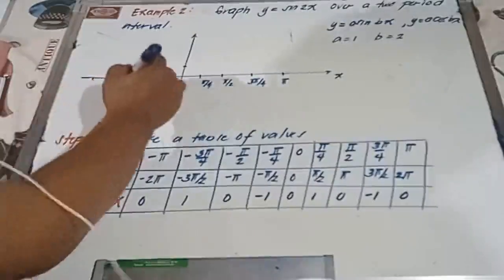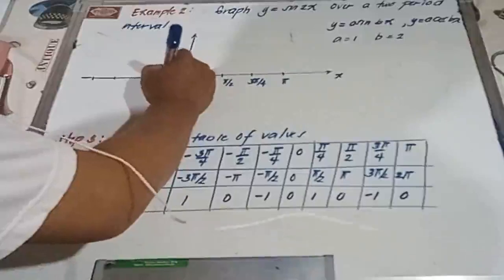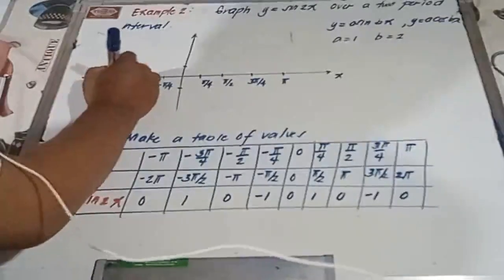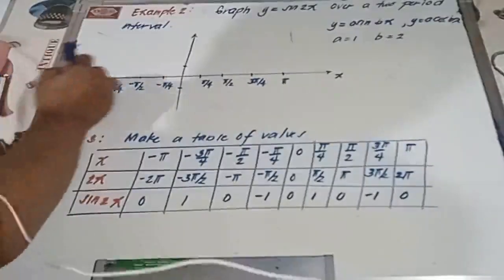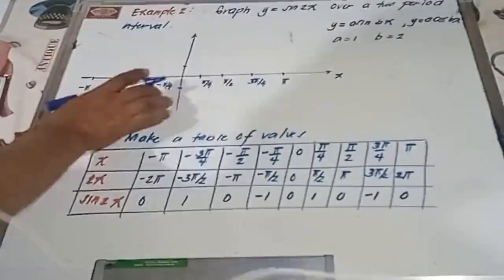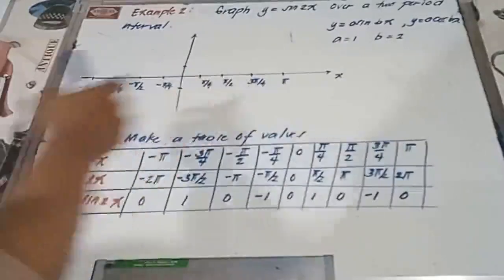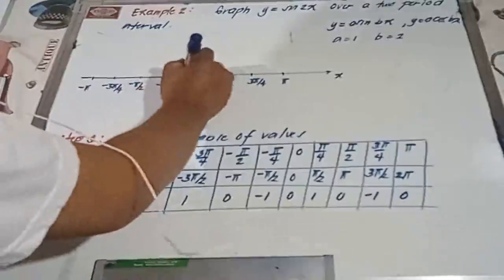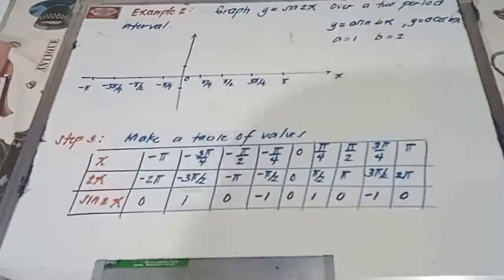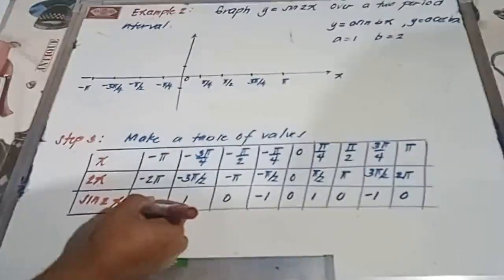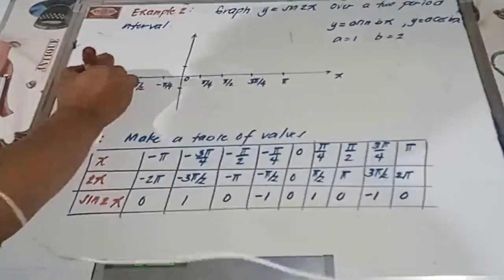We have here negative pi over 4, negative pi over 2, negative 3 pi over 4, negative pi. Okay? So, 2-period interval na siya, from negative pi to pi. Okay, ito yung 0. Now, plot natin. We have negative pi, 0. So, dito yan.